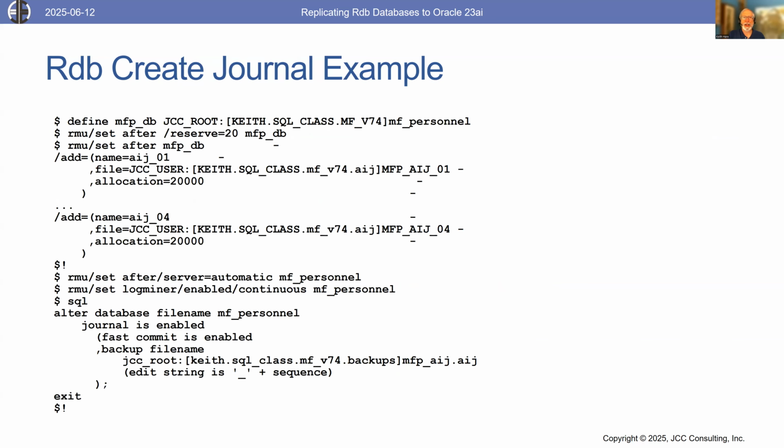We then add some after image journals. In this case, I'm going to reserve 20 journals, add 4 after image journals, enable the server to be automatic, enable continuous LogMiner, and then alter the database. And I'm going to enable fast commit and AIJ backup for this example database.